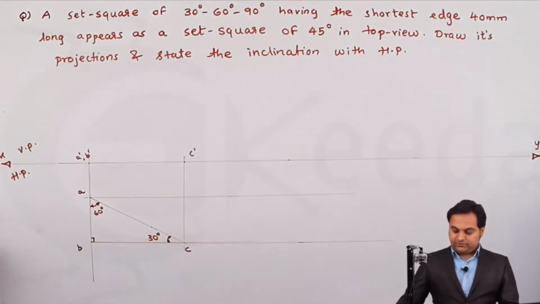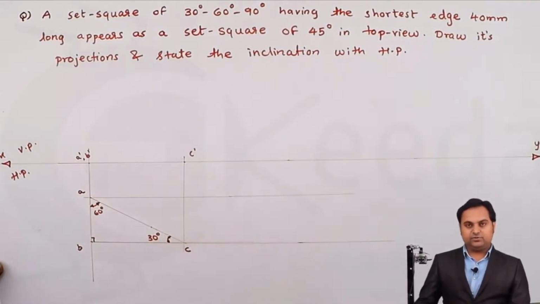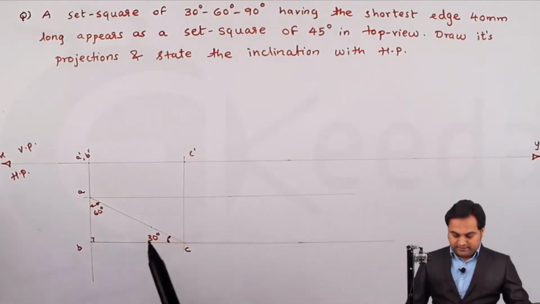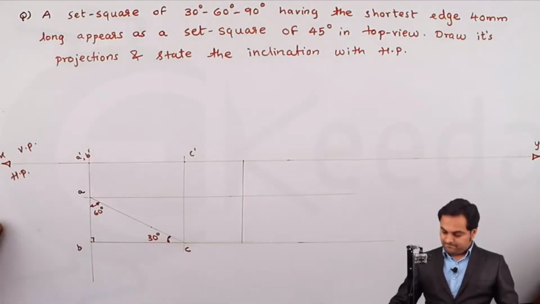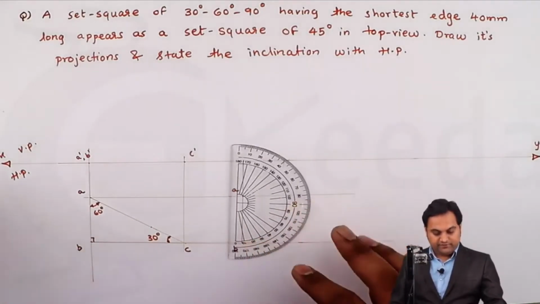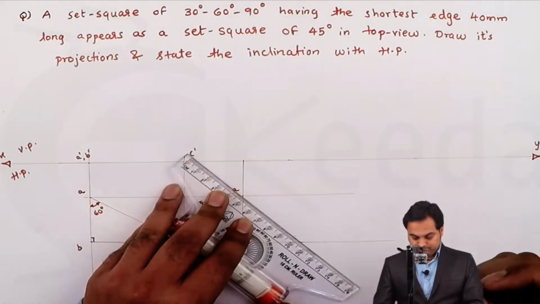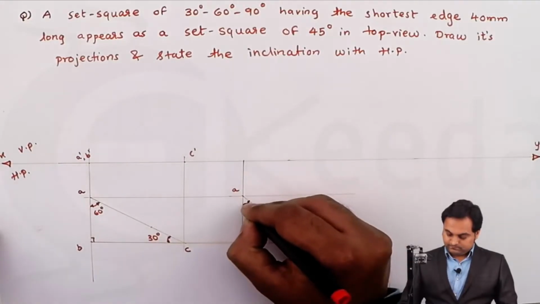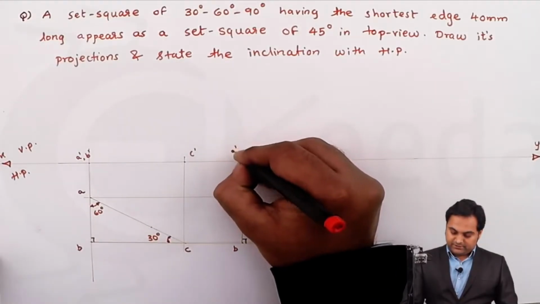Now it will appear as a set square of 45 degree when I'm going to keep edge AB as fixed and turn this set square about point C. So then only it will appear as a set square of 45 degree. For that I'll keep AB as fixed. Now this 60 degree angle will become 45 degree. These are the points A dash, B dash.